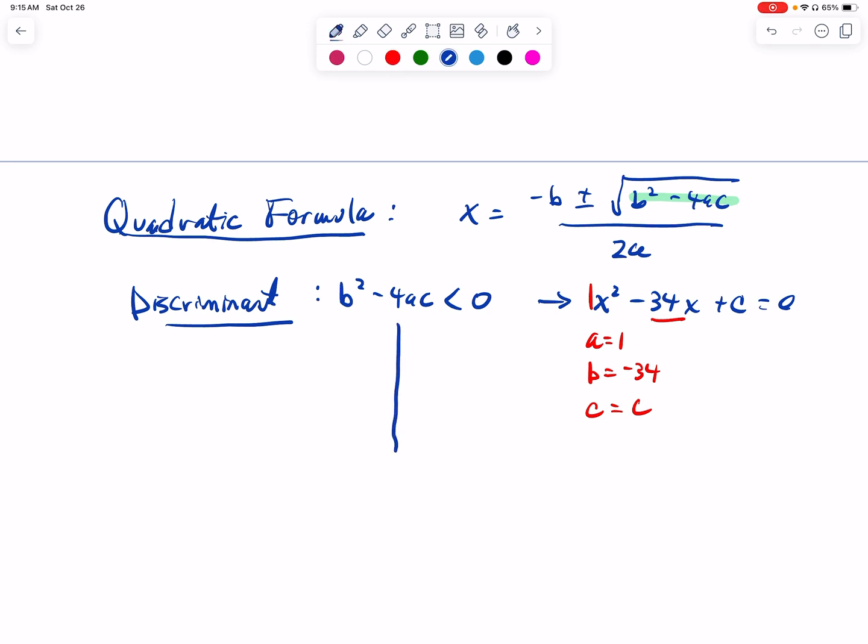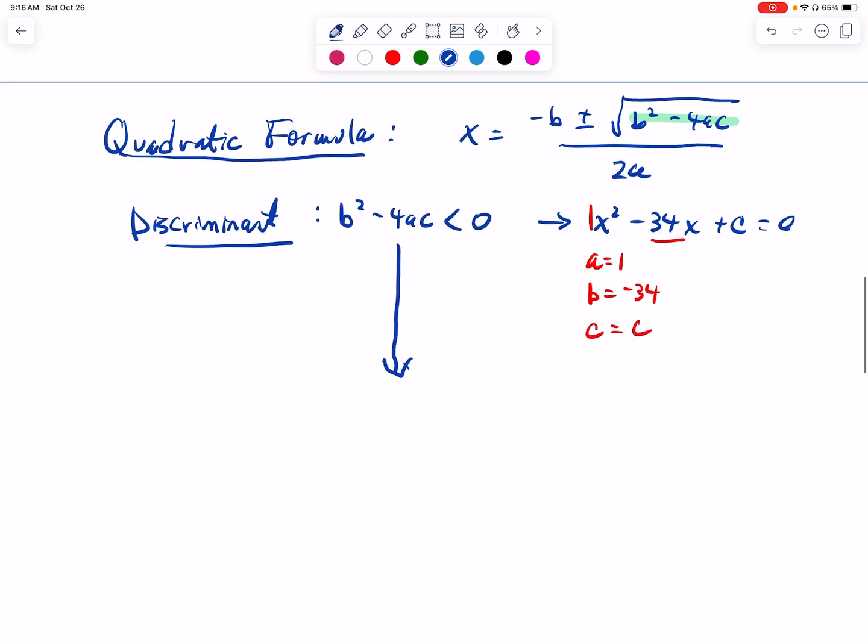So I'm going to have, what an ugly arrow. You don't get to stay. That's better. My b squared, I got a negative 34, which I'm going to square, minus 4 times my a value of 1 times my c value, has got to be less than 0. Okay, so now I'm solving this for c. It's an inequality.